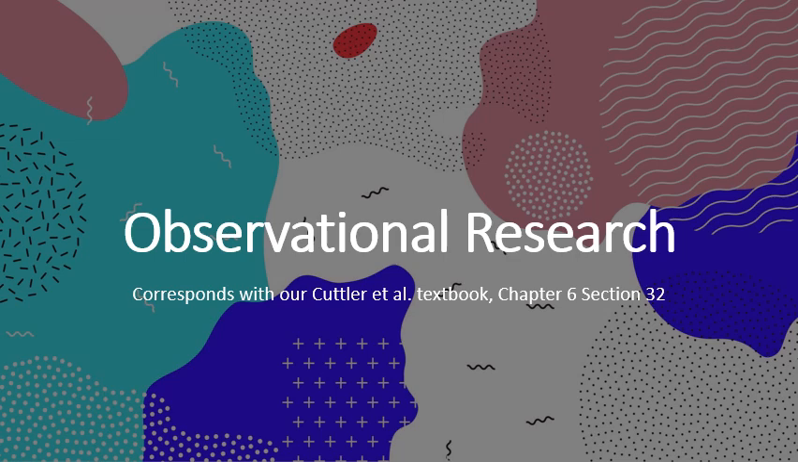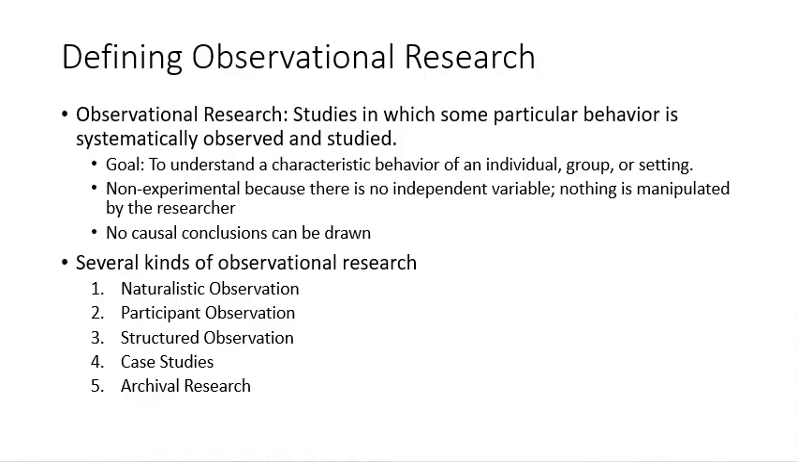Our last method that we're going to look at is observational research, corresponding with section 32 in the chapter we're reading. So observational research is studies in which some particular behavior is systematically observed and studied. So the goal is to understand a characteristic behavior of an individual, group, or setting. It's non-experimental, there's no independent variable, nothing is manipulated, and no causal conclusions can be drawn.